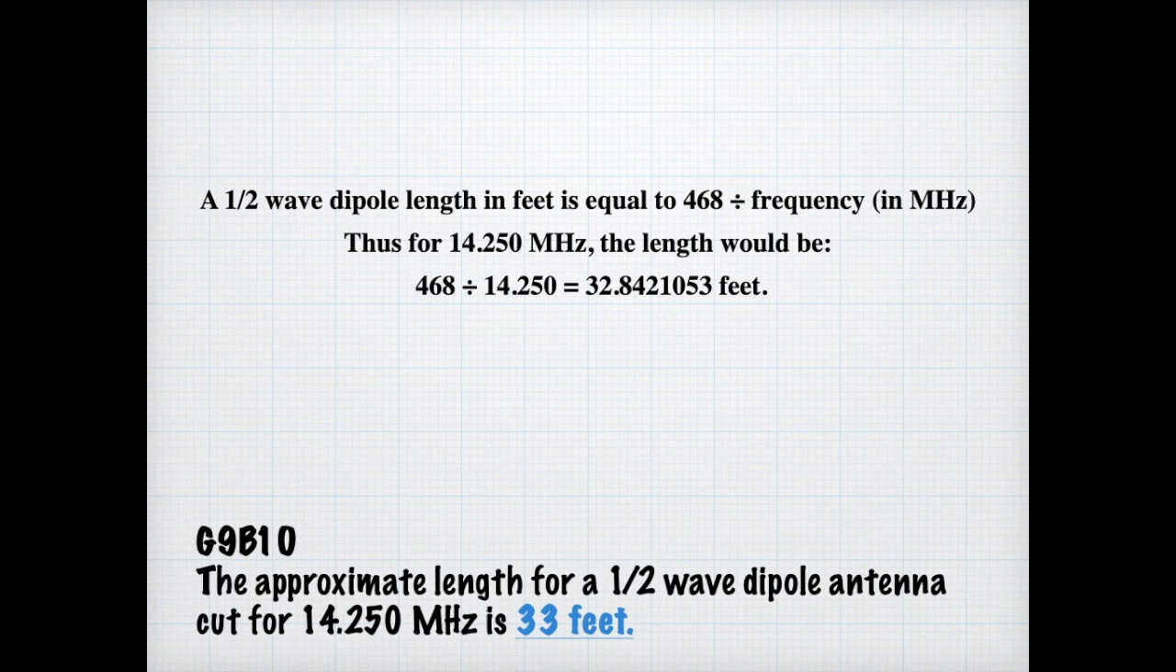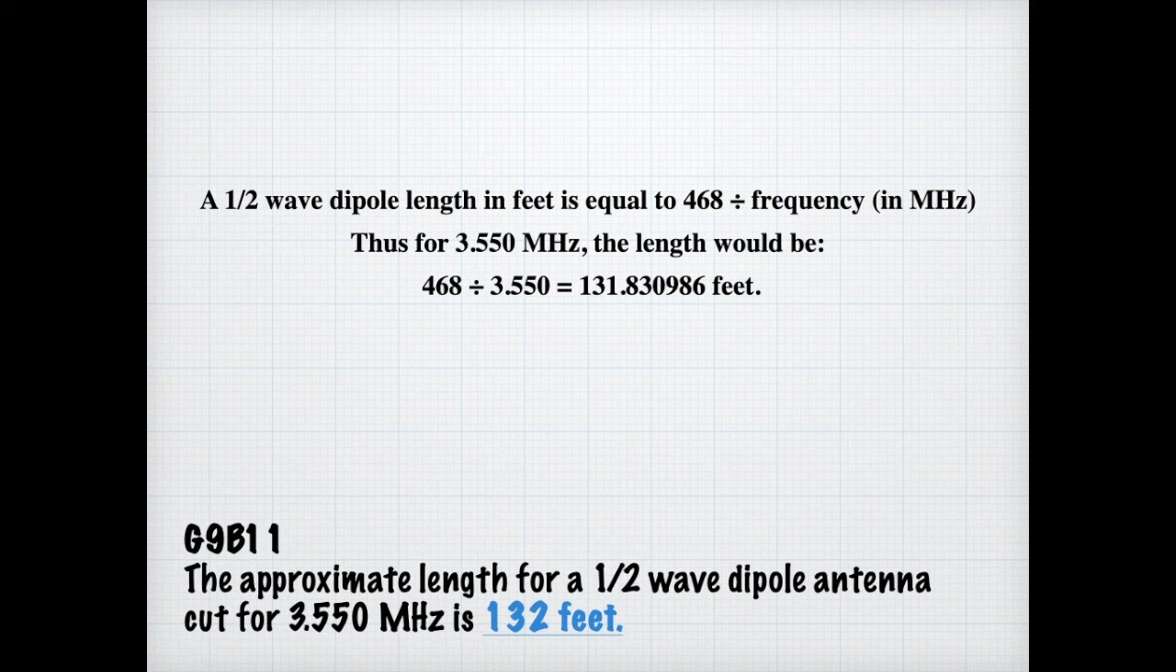Get out your pen, paper, and calculator. They want us to know how to approximate the length of a half-wave dipole antenna that's cut for 14.250 megahertz. So a half-wave dipole length in feet is equal to 468 divided by the frequency in megahertz. So given that we know the frequency of 14.25 megahertz, the length would be 468 divided by 14.250, which comes out to 32.8421053 feet, which is approximately rounded off to 33 feet.